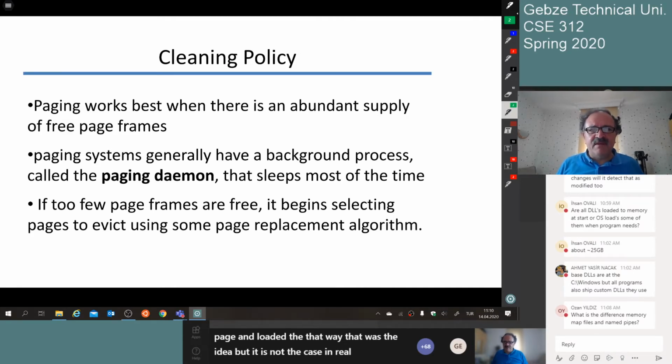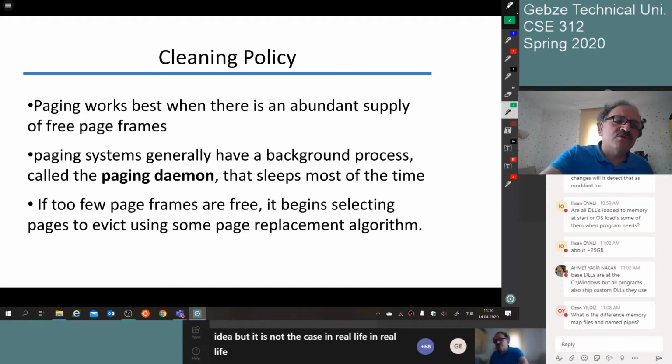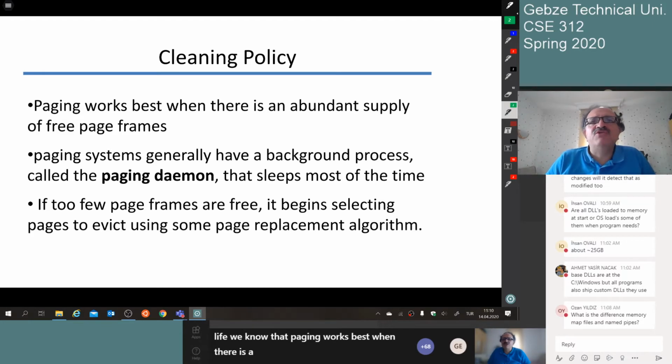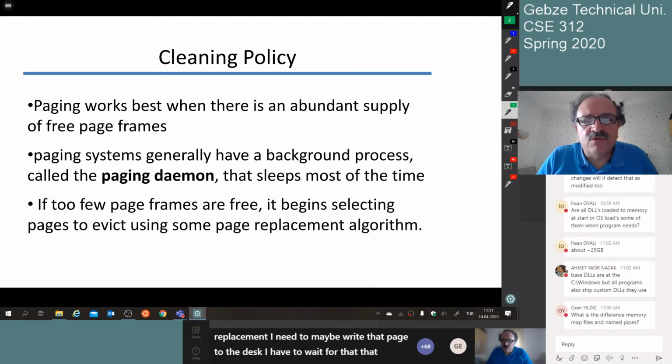In real life, we know that paging works best when there is a good supply of free page frames. If there are many page frames available, loading a page from the disk would be so fast. I don't have to spend time looking for an available page frame. If I need to make a replacement, I may need to write that page to the disk, and I have to wait for that. That would take lots of time. We don't do that, okay?